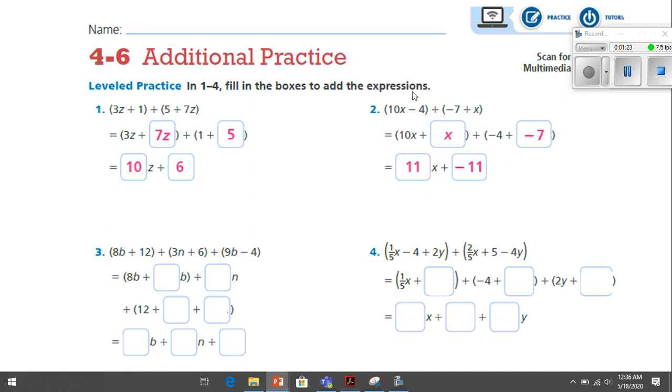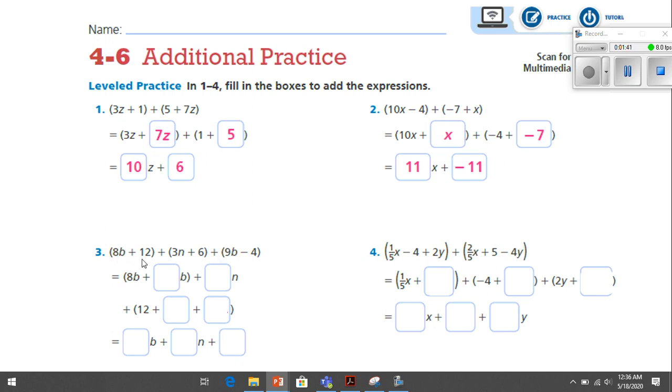And don't forget the difference between an expression and an equation. An expression doesn't have any equal sign leading to anything else on the other side. An equation will have some other number or expression that it all has to balance out to. Let's go to number 3.